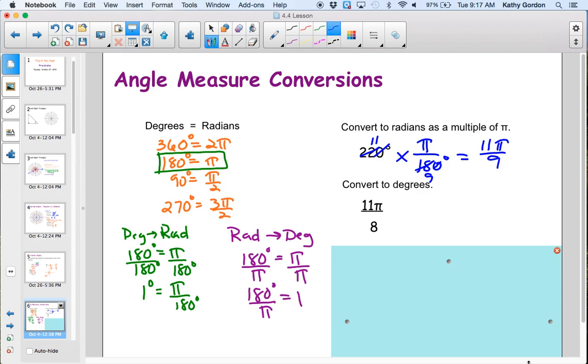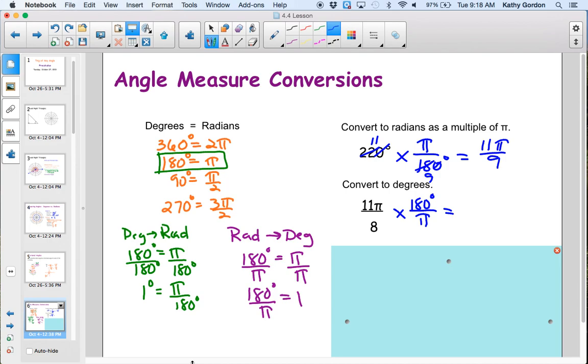Olivia, what do we do with 11 pi over 8? Take that and times it by 180. Okay, so what can I do with that? And then we do 1,980 pi over 8 pi, and then you simplify that. Oh wow, you did the hard way.